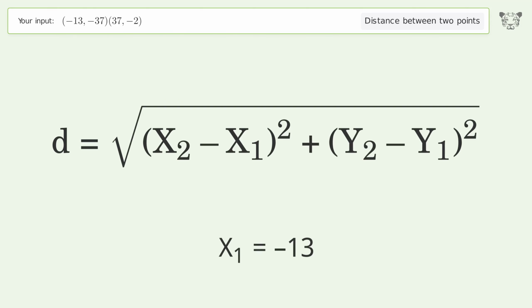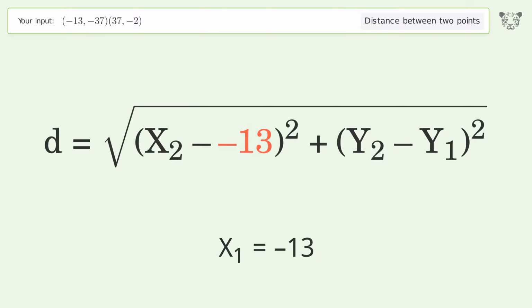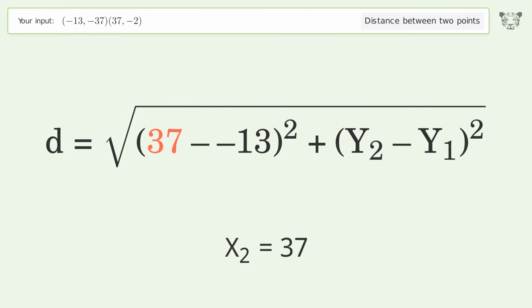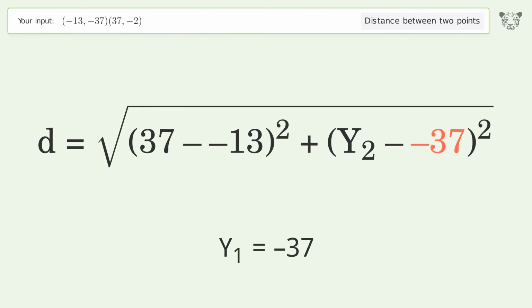x1 equals -13. x2 equals 37. y1 equals -37. y2 equals -2.